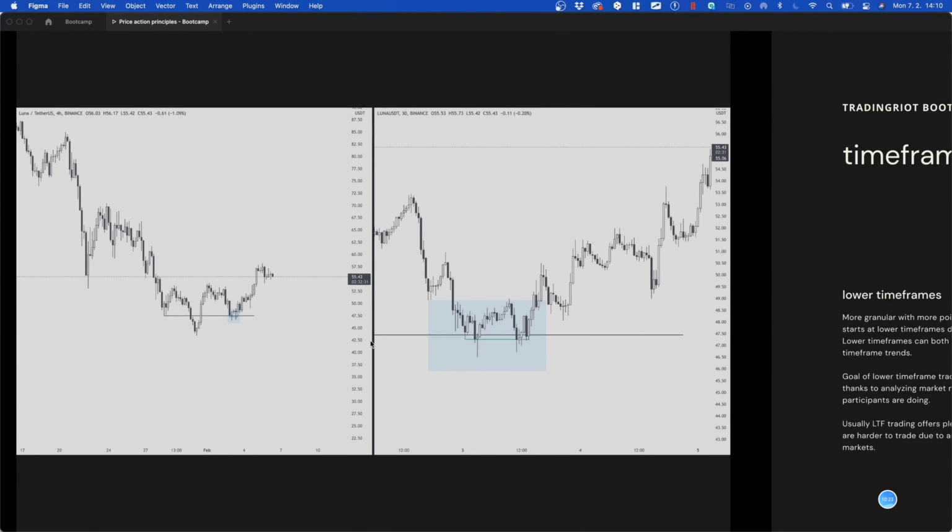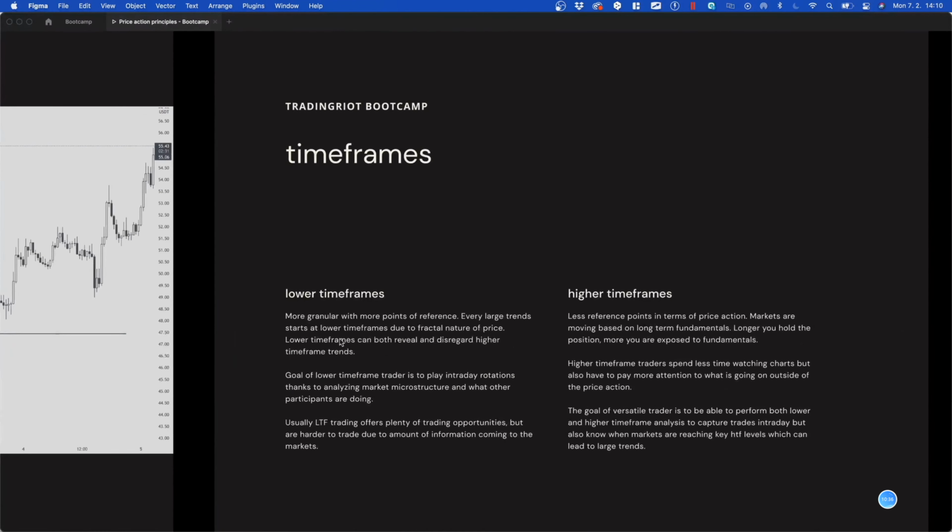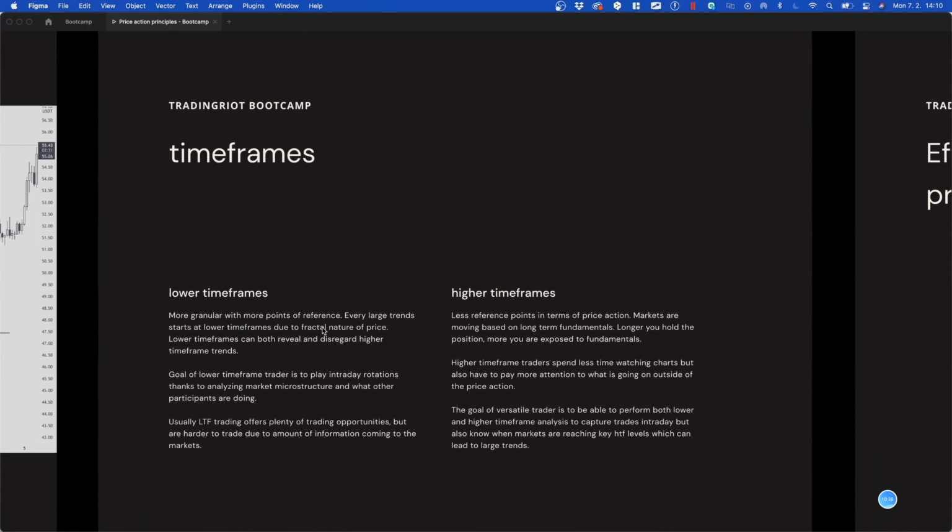This is an important thing to understand, and a lot of people lack this understanding, and a lot of people are completely disregarding any fundamental events in the market. But on a large scale, markets are always moving based on fundamentals. It just happens that these things happen at key technical levels because obviously a lot of people are seeing them, and they are anticipating trading activity there. So higher time frame traders spend less time watching charts, but also have to pay more attention to what is going on outside of the price action. This is basically what I covered now.